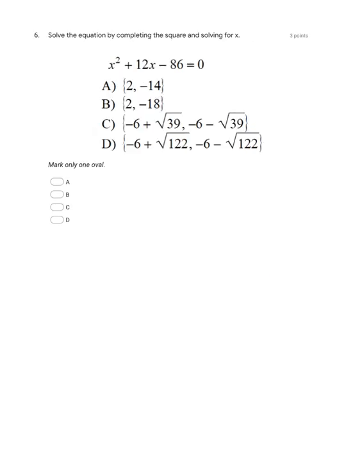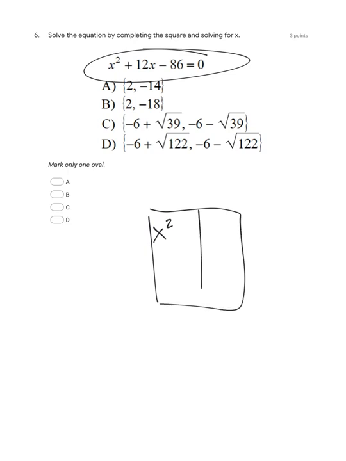Number 3, solve the equation by completing the square and solving for x. So I'm going to start with this and I'm going to rewrite it inside the box. My x squared term matches here. I have to split the x term. So I have 12 x's, so I need to cut it in half and put half of it in each. So I'm going to put 6x here and 6x here.